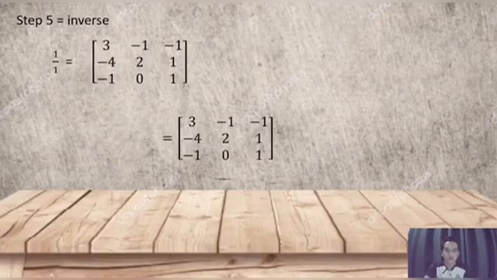And step 5 is find the inverse. And the answer is first row 3, -1, -1, second row -4, 2 and 1, and third row -1, 0 and 1.